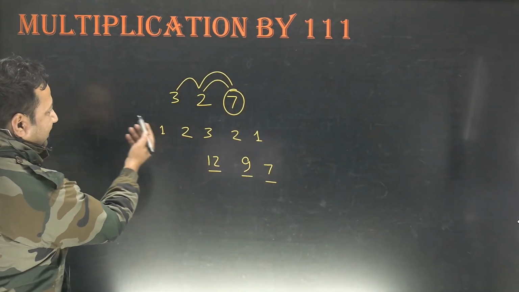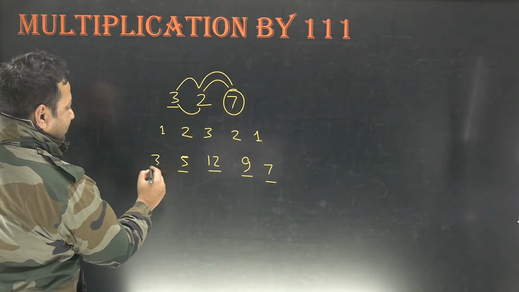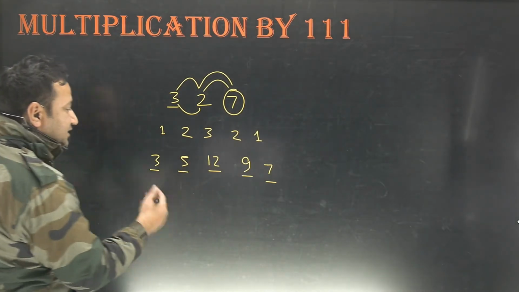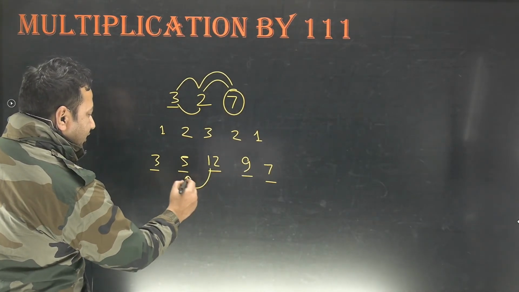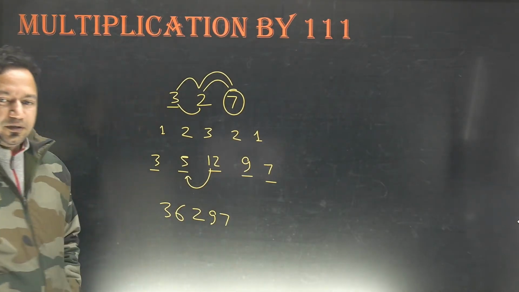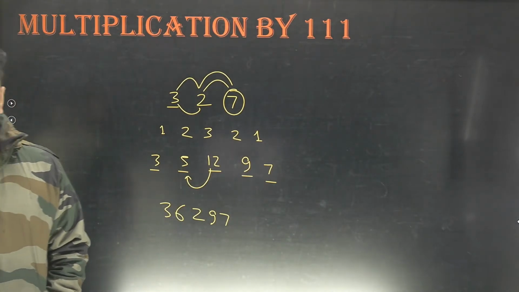2 digits from the left side, 3 plus 2 is 5. 1 digit from the left side becomes 3. So all these numbers are perfect except this 12, because it has 2 digits. This one would go here and become 6. So we'll be having 3, 6, 2, 9, 7. Is that clear?